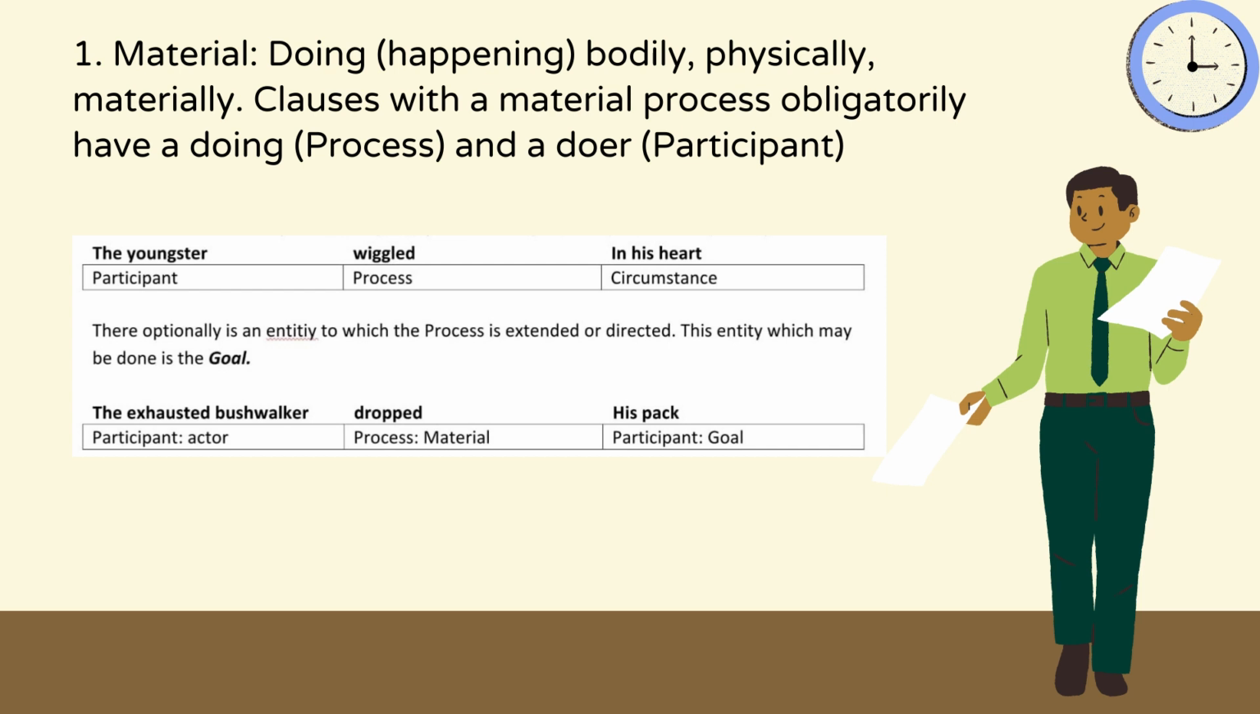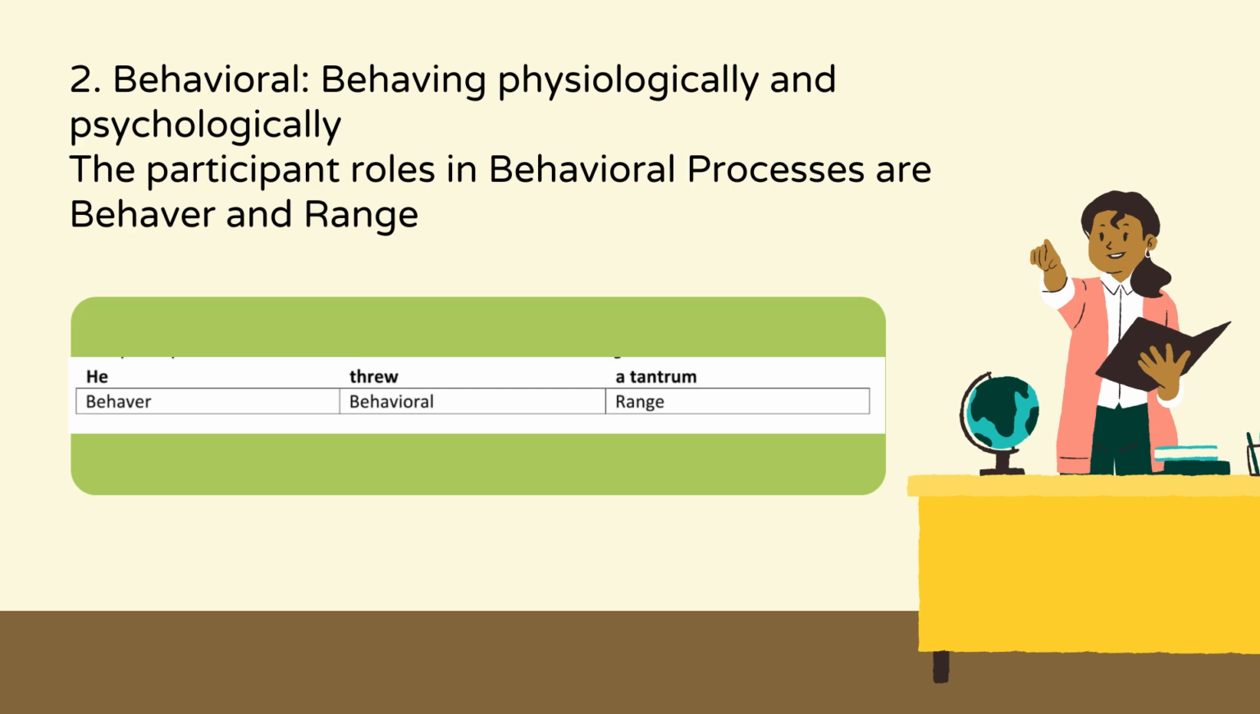There is optionally an entity to which the process is extended or directed. This entity, which might be done to, is referred to as the goal. For example, the exhausted bushwalker dropped his bag. Bushwalker is the participant that becomes the actor. Drop is the material process, and his bag is the participant that serves as the goal, because the actor extends or directs the process to the goal.